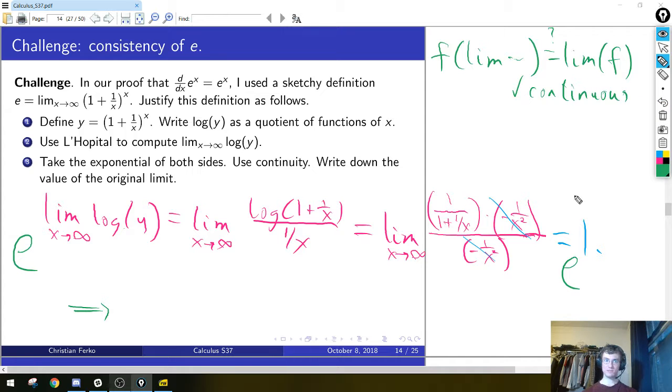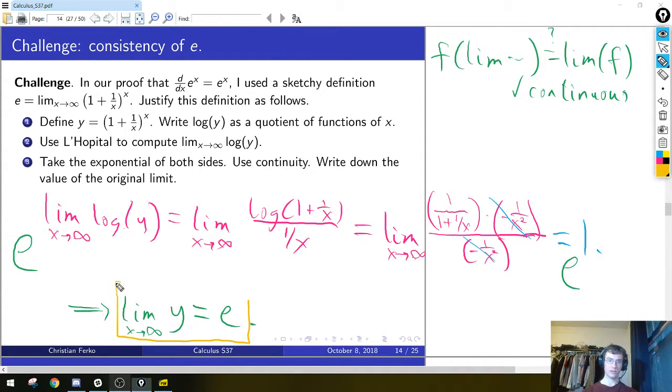So this is going to be equal to, well, y equals. Well, there's still a limit, right? So the limit as x goes to infinity of y equals e. Good. Okay, but this is pretty nice, because what did we just prove?